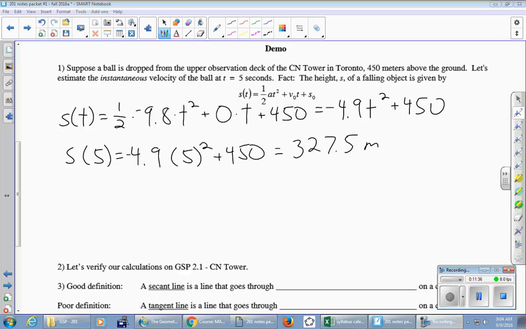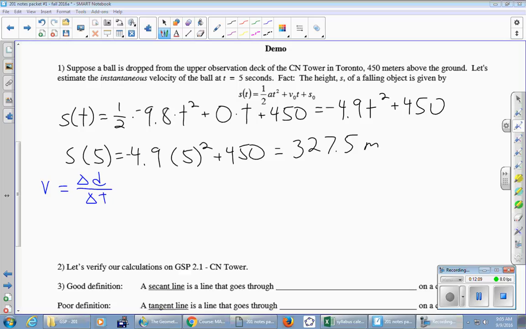Now what we're going to do is estimate the instantaneous velocity of the ball at t equals 5 seconds. You've been doing this on the zombie problem. All we're going to do is focus our attention on an interval that either starts or ends with 5 seconds. For example, suppose that I looked at this particular ball between 5 seconds and 7 seconds. We'll use our basic formula from physics, which says that velocity is change in distance over change in time.